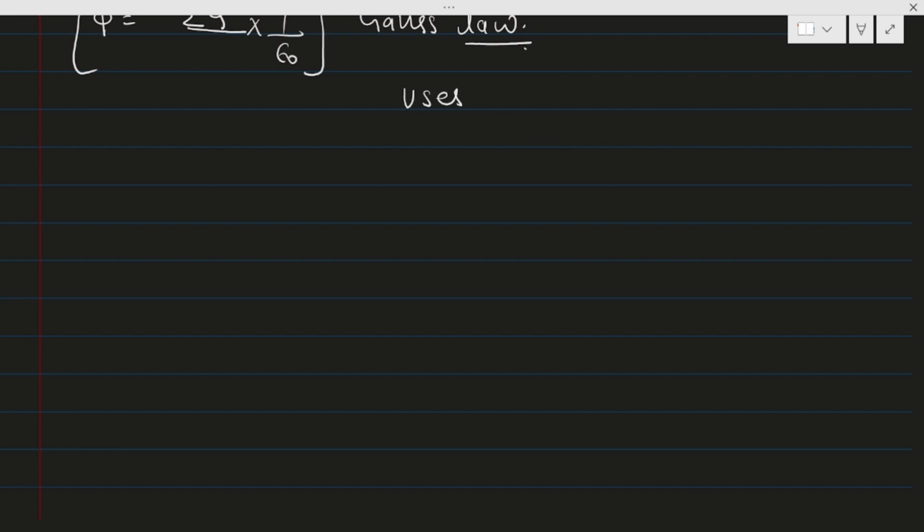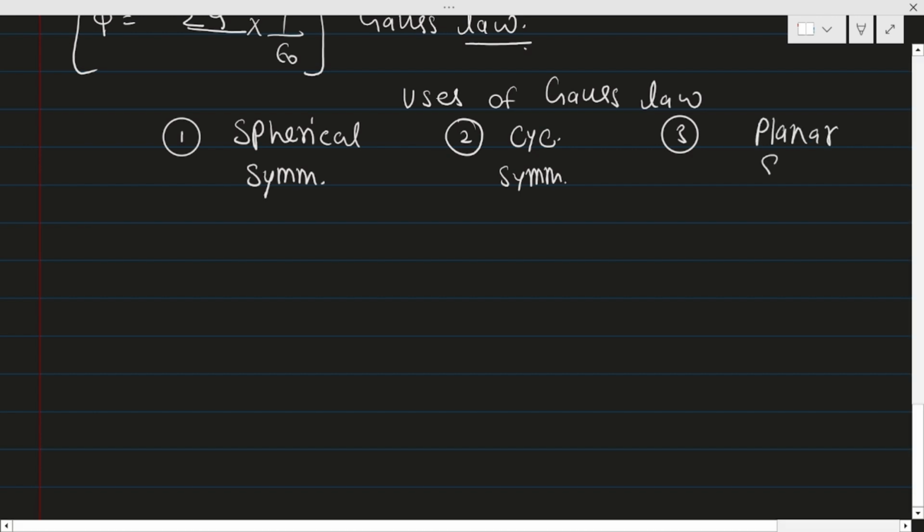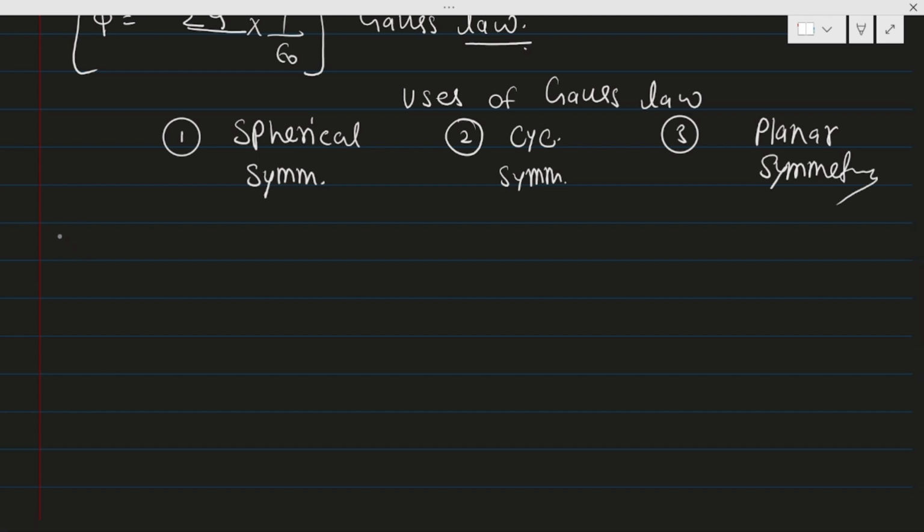Uses of Gauss law. We can use Gauss law in three cases, in three particular symmetries. One is spherical symmetry, which we have seen earlier. Second is cylindrical symmetry, and third is planar symmetry. So first is spherical symmetry.